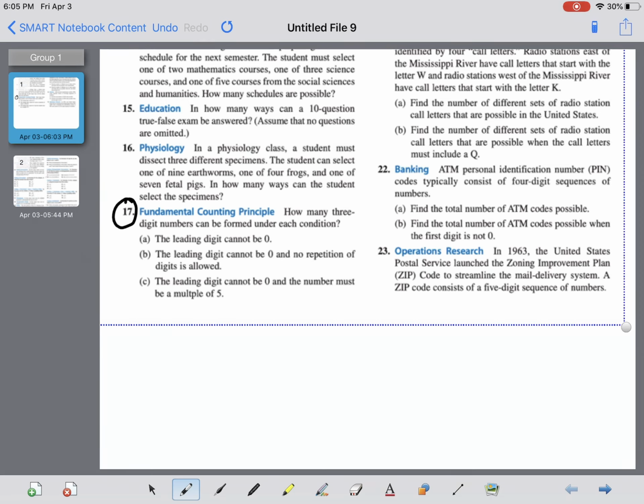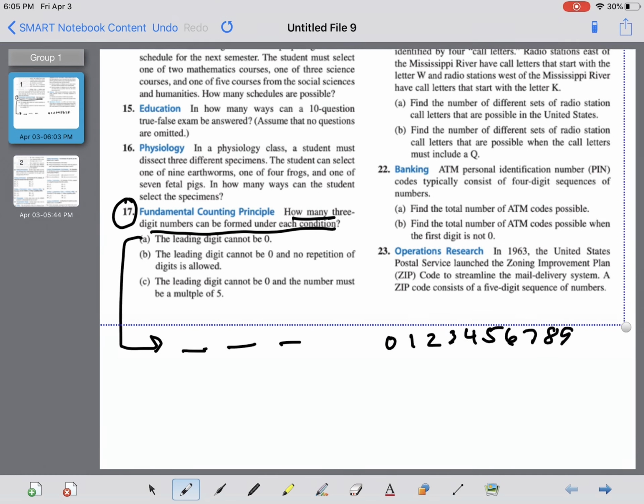All right, number 17. How many three-digit numbers can be formed under each condition? So I have three-digit numbers, and here are my digits: 0, 1, 2, 3, 4, 5, 6, 7, 8, 9. All right, so I have 10 digits. The leading digit cannot be a 0, so I only have 9 choices here. But it didn't say anything about repetition, so I guess I could have 911 or whatever.